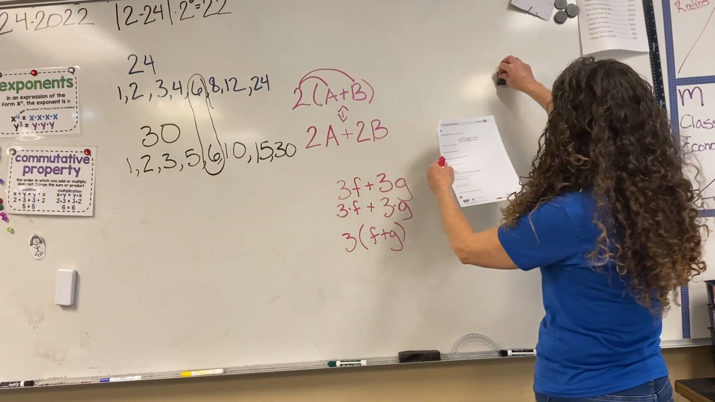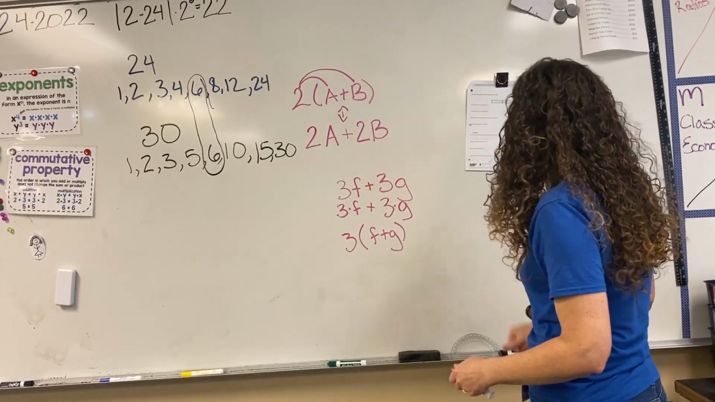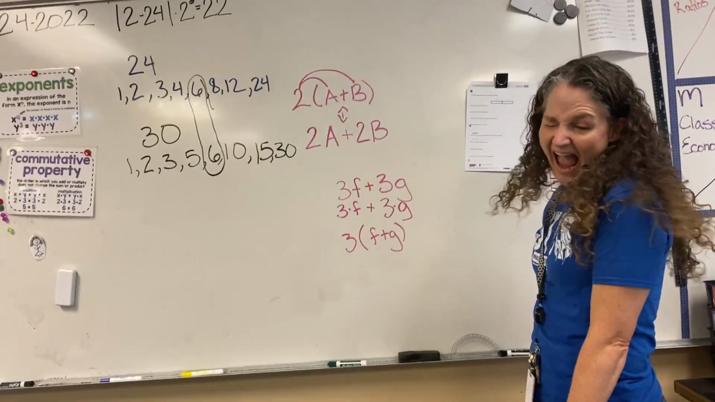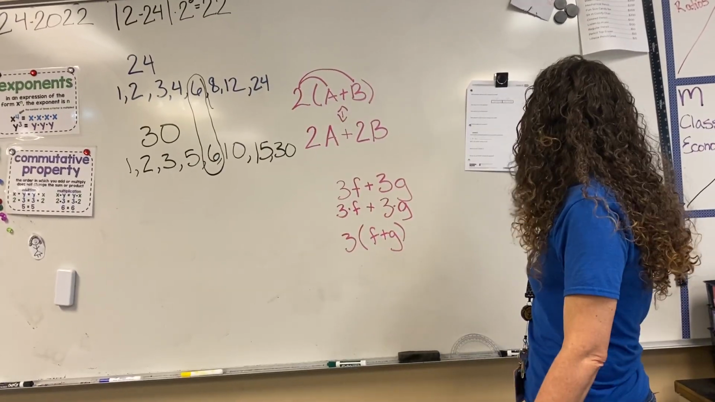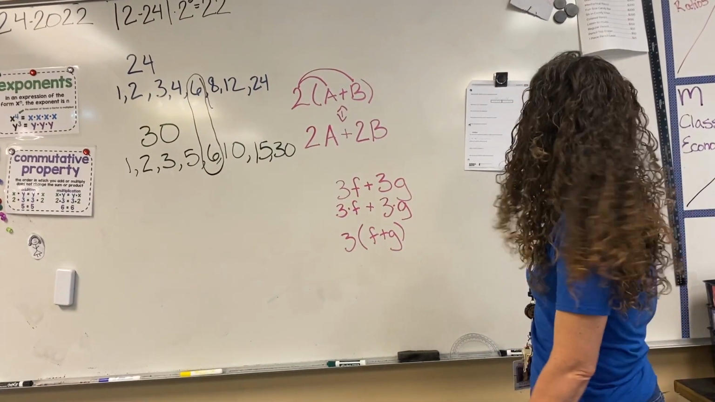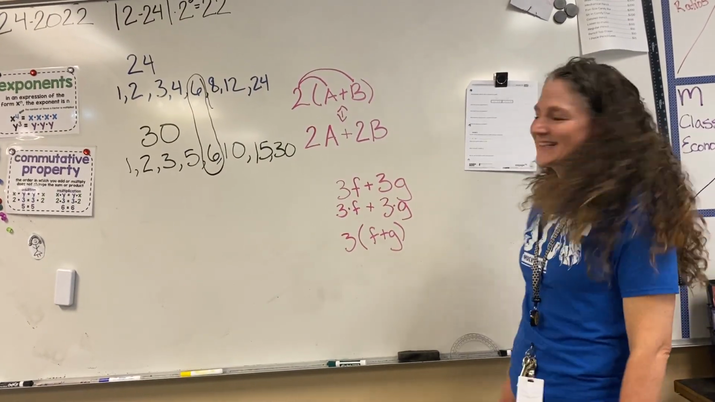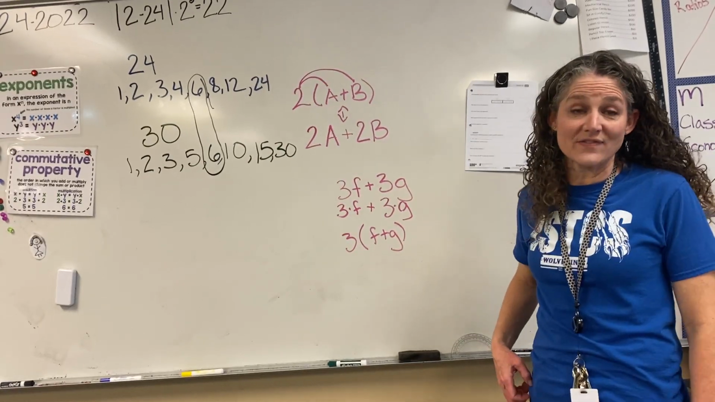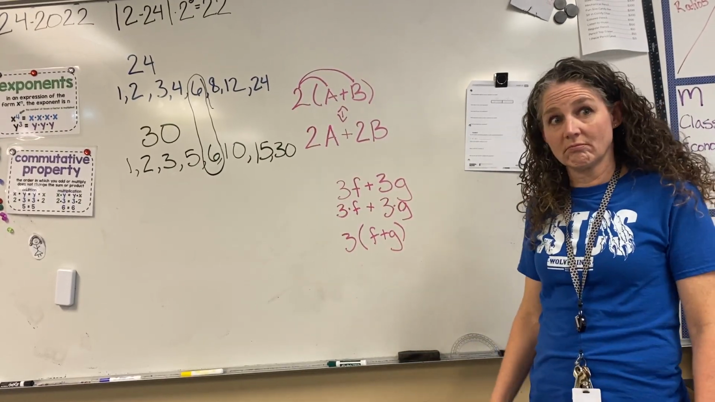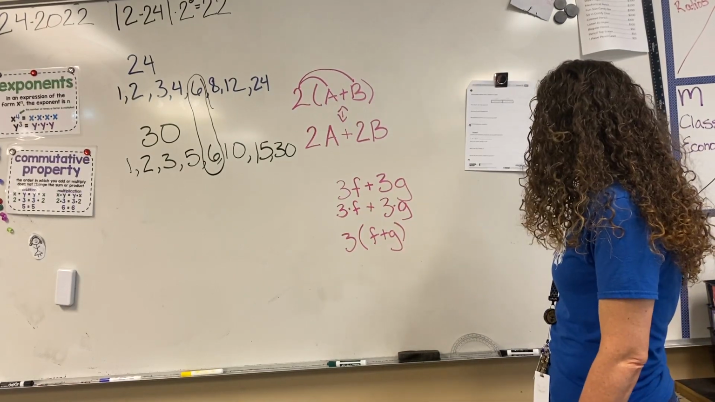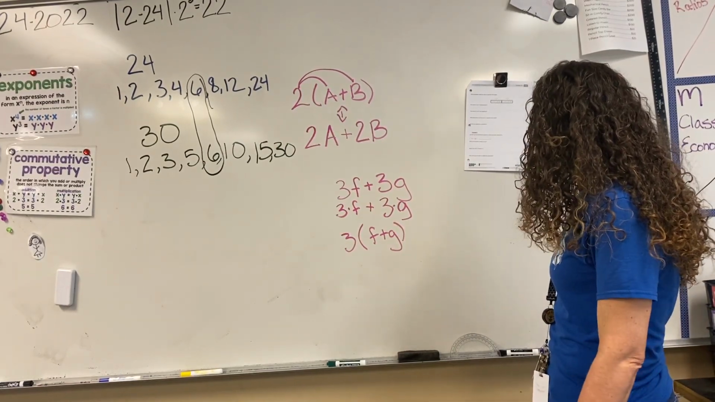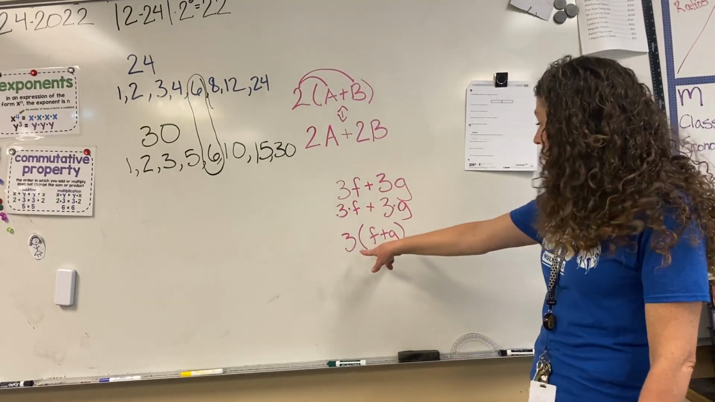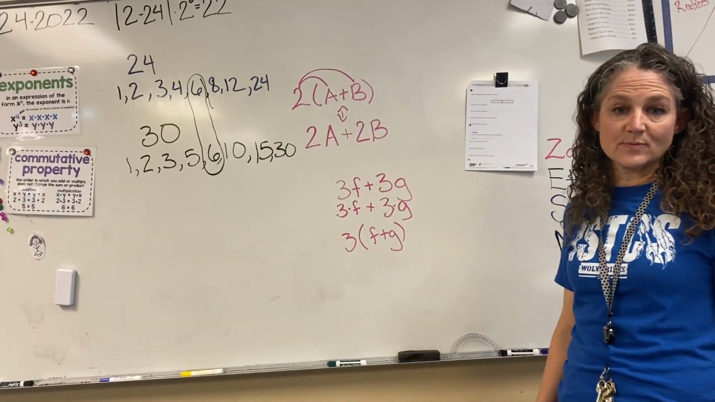Okay, so what is the question asking us to do? It's asking us to do math. It's asking us to add 3F and 3G. Can we do that? No. But what's the greatest common factor there? 3. And then we use the greatest common factor to rewrite the expression.